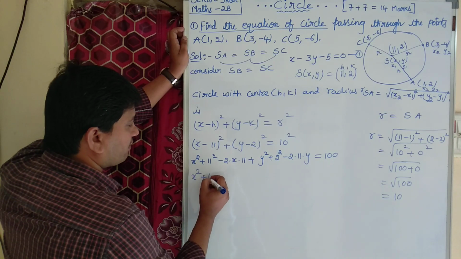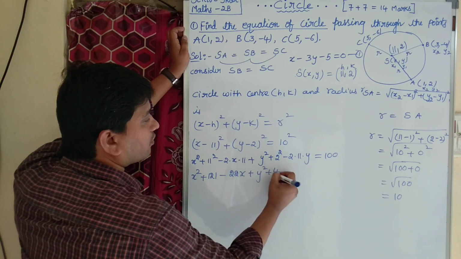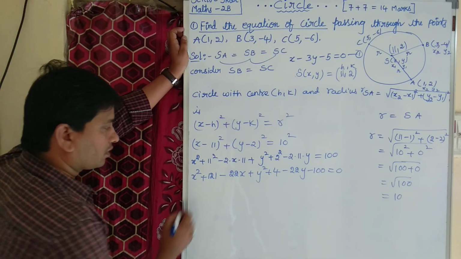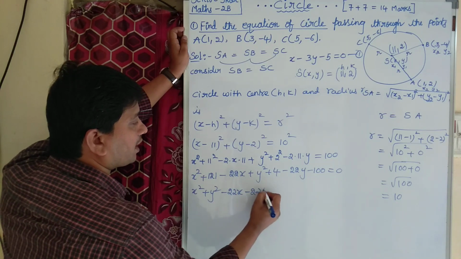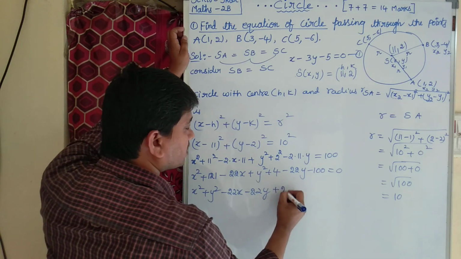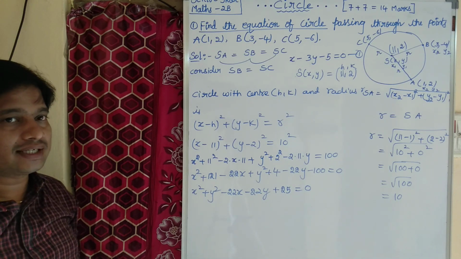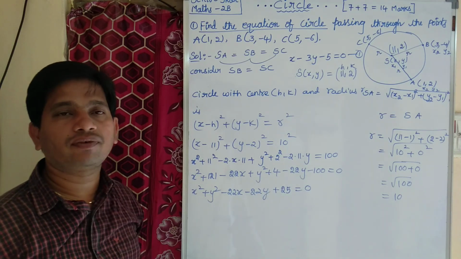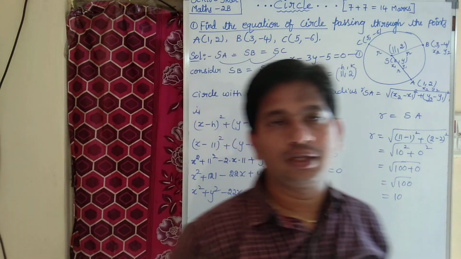So x square plus 11 square 121, 2 11s are 22x, y square plus 2 square 4, 2 11s are 22y, plus 100 you transpose, minus 100 equal to 0. So x square plus y square minus 22x minus 22y, 121 plus 4 is 125, 125 minus 100 is 25, equal to 0. So children, what is the required equation of circle? It is x square plus y square minus 22x minus 22y plus 25 equal to 0. Damn sure they'll ask this question in the final examination.